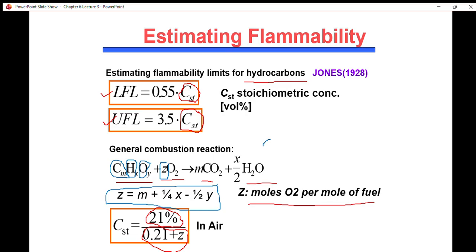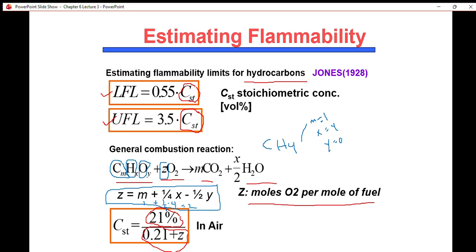So if I'm talking, for example, about CH4, M equals 1, X equals 4, and Y equals 0. So you can simply find how much Z is. As a result, Z will be 1 plus 1 over 4 multiplied by 4, which is 1 plus 1, equal to 2.